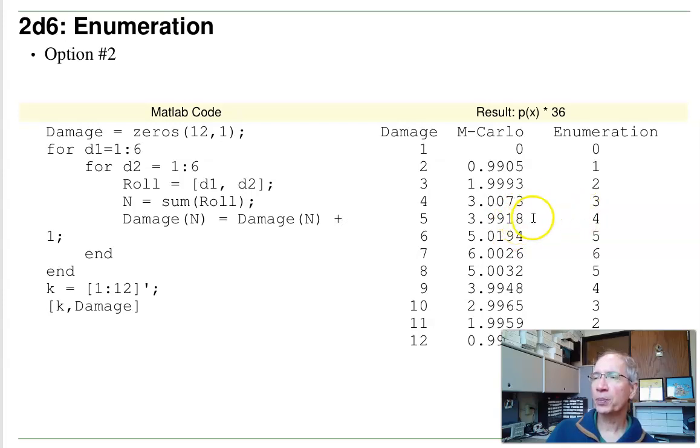And the numbers match up. Monte Carlo matches enumeration. The actual odds would be the count divided by the total number of rolls divided by 36. That's why we multiplied by 36 last problem. So these two numbers kind of match up. That's the second option, enumeration.